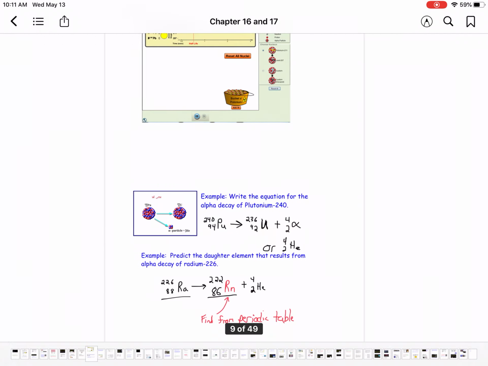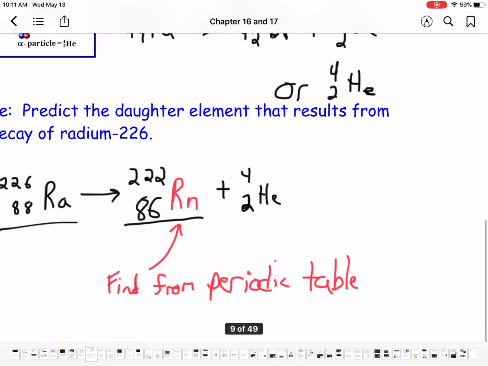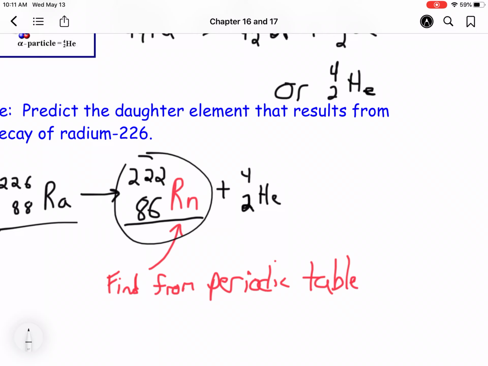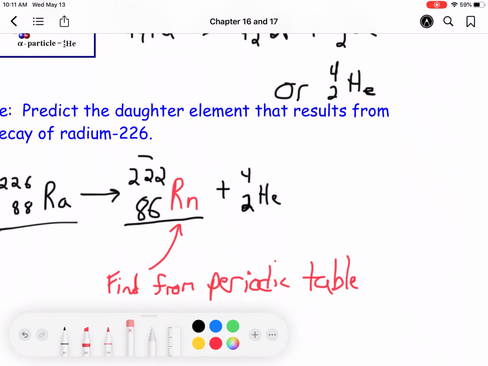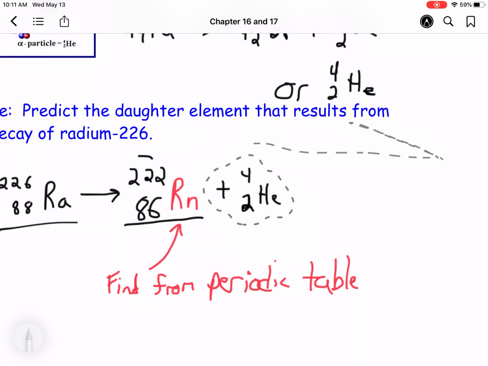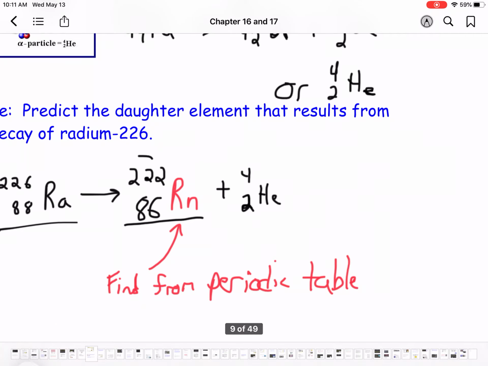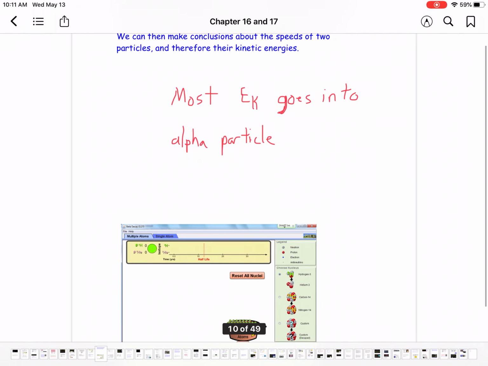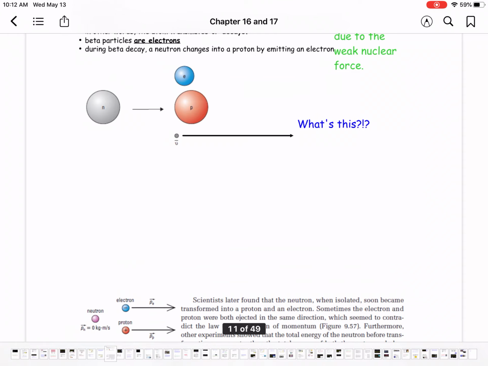And so if we think about it, the weight of this is so much higher than this that it's going to have a very small speed, and the helium's going to have lots. So most of the kinetic energy will go to the helium, and that's just something you can break down as we go. Okay, so most of the decay energy goes to the alpha particle.